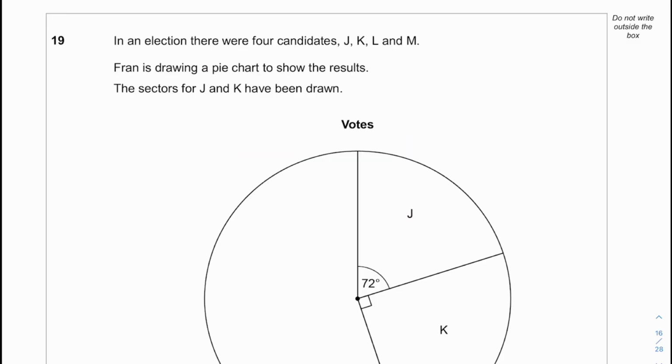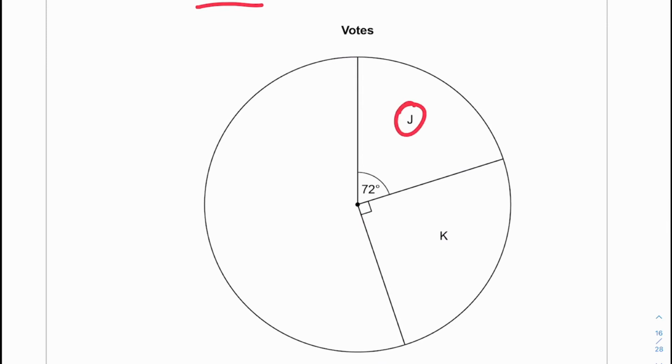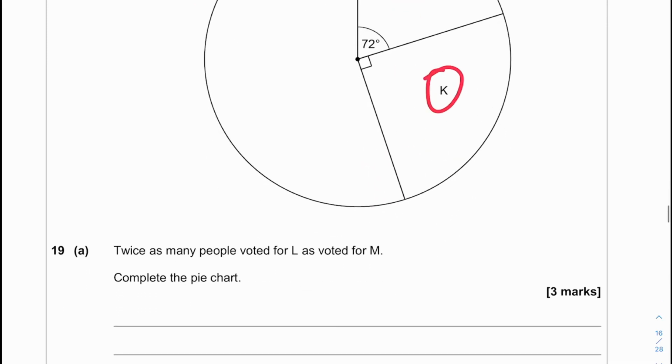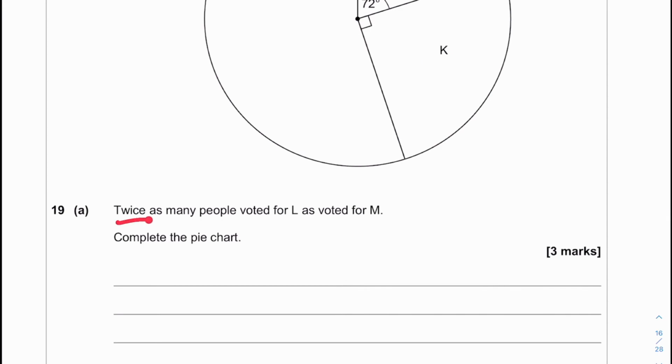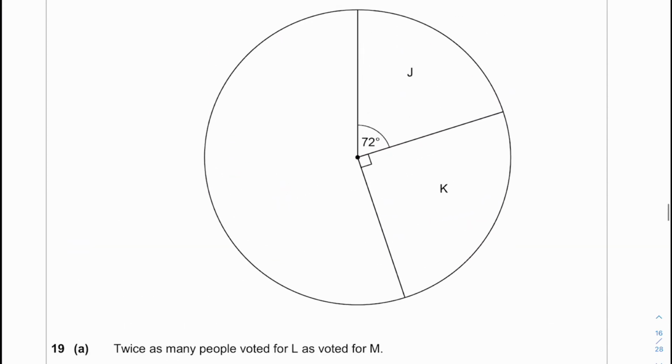Question 19, we are told in an election there were 4 candidates, J, K, L and M, and Fran is drawing a pie chart to show the results, and the sectors for J and K have already been done. So we can see the sectors for J and K here already done. We are then told that twice as many people voted for L as they voted for M, and we then need to complete the pie chart. So the portion which is L and M is this portion here in terms of degrees of the circle.